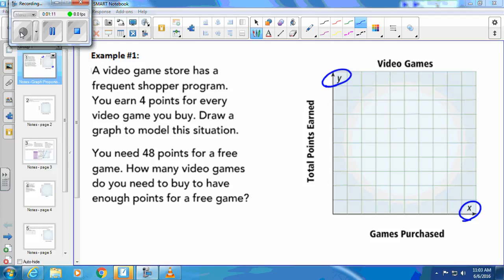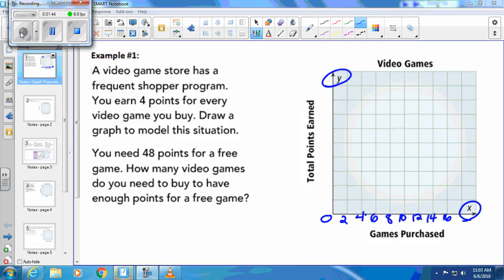So we have to think about what our scale is going to be on our x and our y axis. I say to myself, well, I buy one game, I'm going to get 4 points. 2 games would get me 8 points. 3 games, 12, and so forth. So I'm thinking about a scale that would work over here, starting at 0, and I'm going to just go up by 2s. So I'll have 2, 4, 6, 8, 10, 12, 14, and 16.